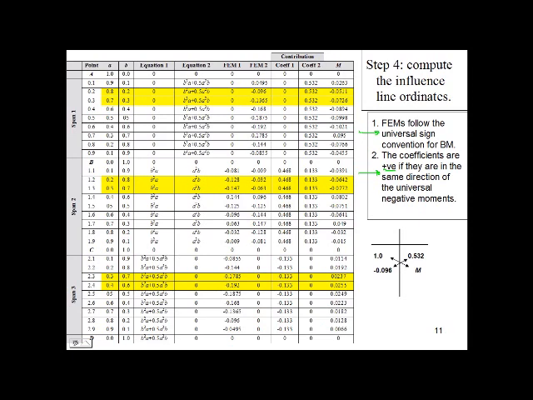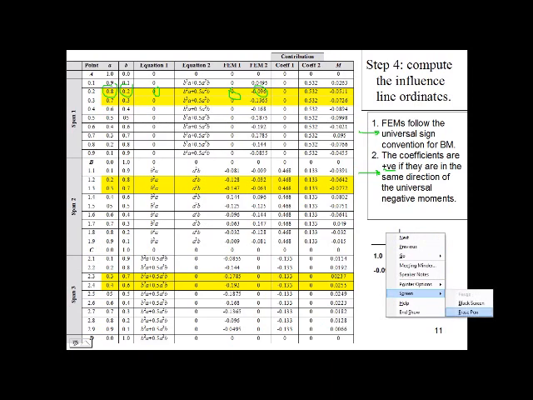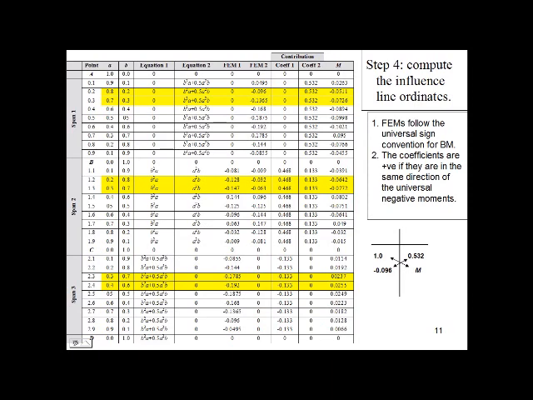Now let's demonstrate the process of computing the influence line ordinates for 6 random points. One, when the unit load is traveling between point A and point B. If A equals 0.8 L and B equals 0.2 L, then the fixed end moments are 0 and negative 0.096. The negative sign indicates that the fixed end moment is in the same direction of the universal negative moment. Please check the universal sign convention for bending moments.